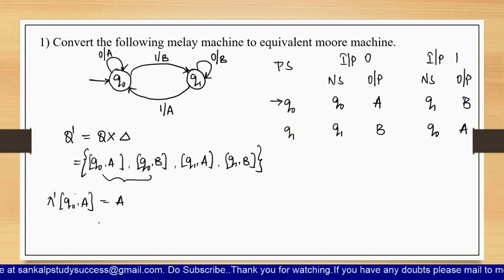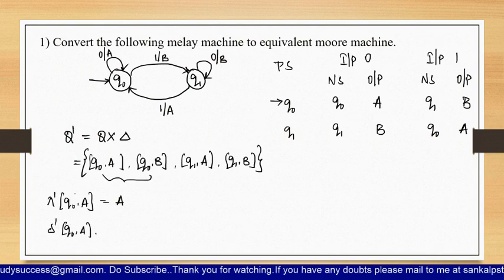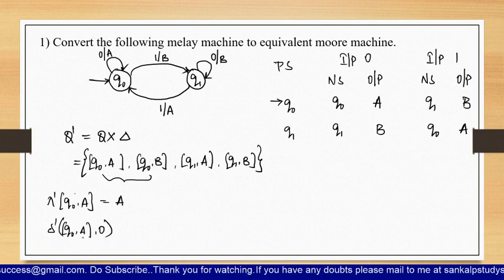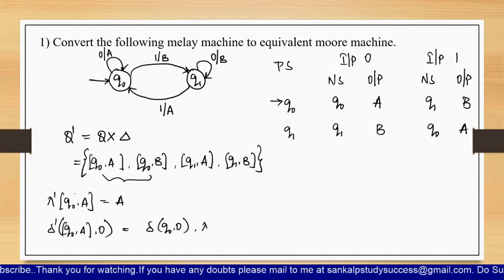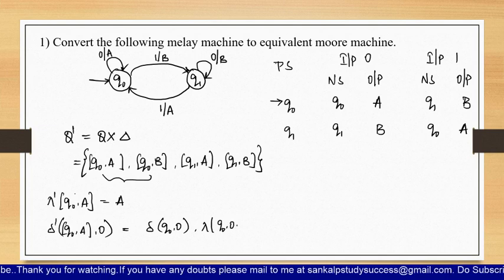So this is the lambda dash. Now the transition function dash of (Q0, A) by applying input symbol 0. That means this is the state. For this state we are applying input symbol 0. Then what will be the next state? What is the formula we have? Transition function of (Q0, 0), lambda of (Q0, 0).